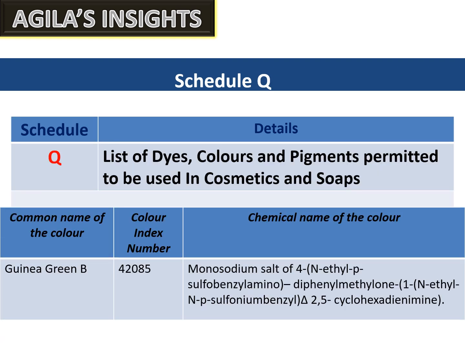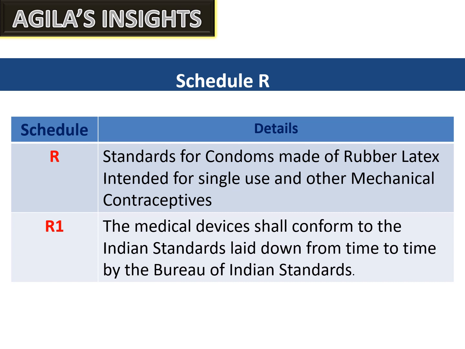Schedule Q lists the dyes, colors and pigments that are permitted to be used in cosmetics and soap preparations. Example, Guinea green B with the index number 42085. Schedule R gives the standards for condoms made of rubber latex intended for single use and also other mechanical contraceptives like copper T, tubal ring, etc.